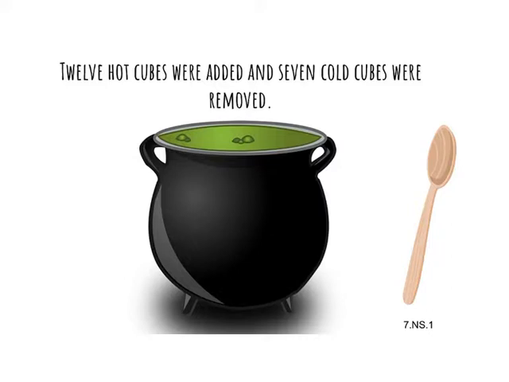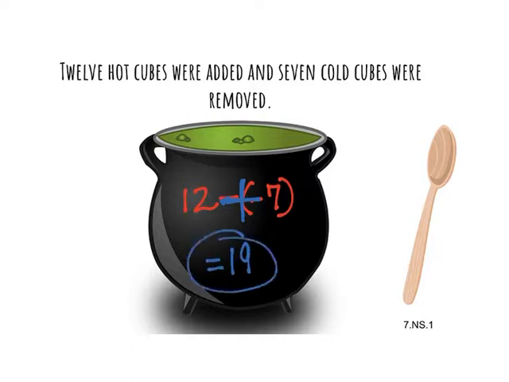All right, let's check your work. We got 12 hot cubes were added and 7 cold cubes were removed. Remove means subtraction, and we're removing 7 cold cubes. We remember what our rule says: if we have two negatives right next to each other, we can go click, click, boom. 12 plus 7 is going to be 19. So it should be 19 degrees. I hope this is right. If it's not, y'all correct me.